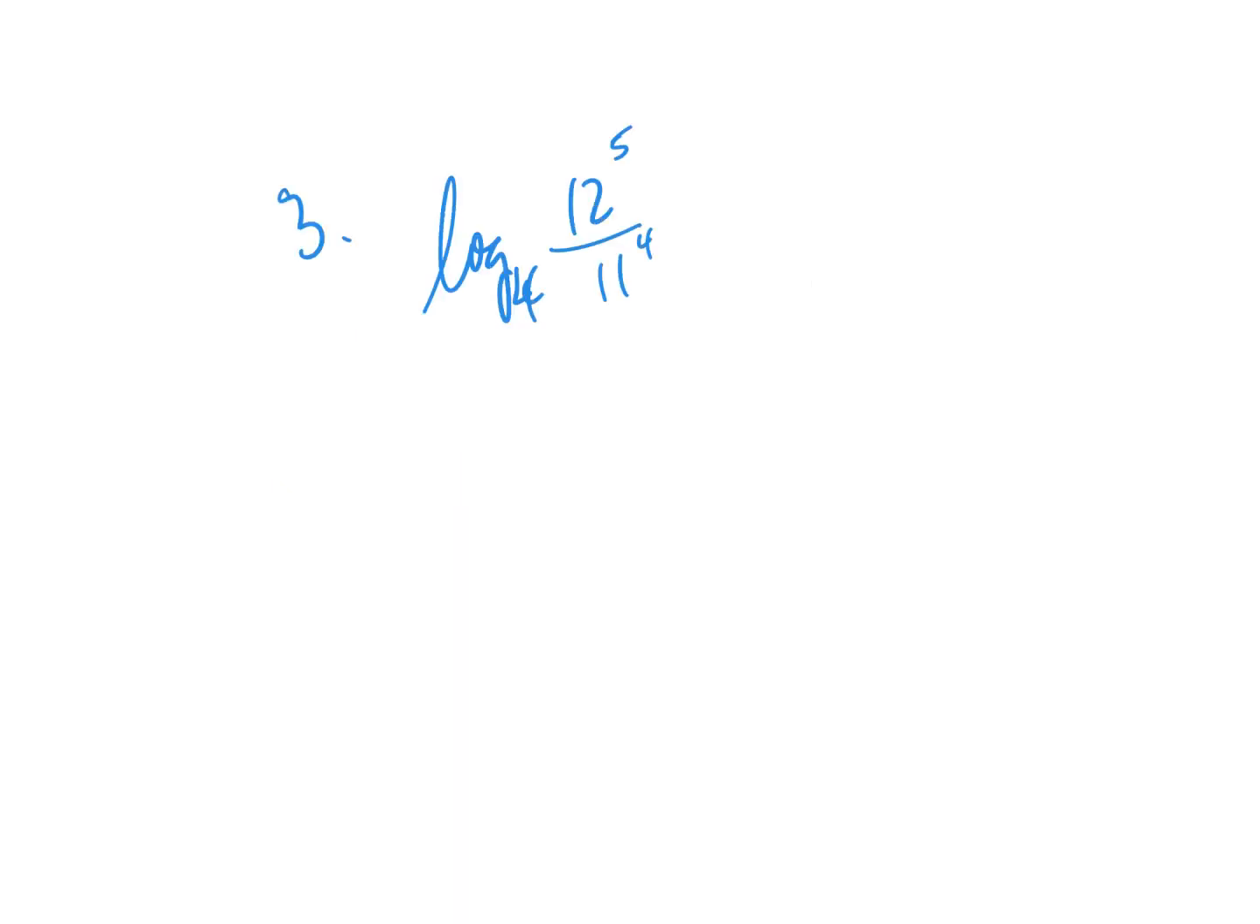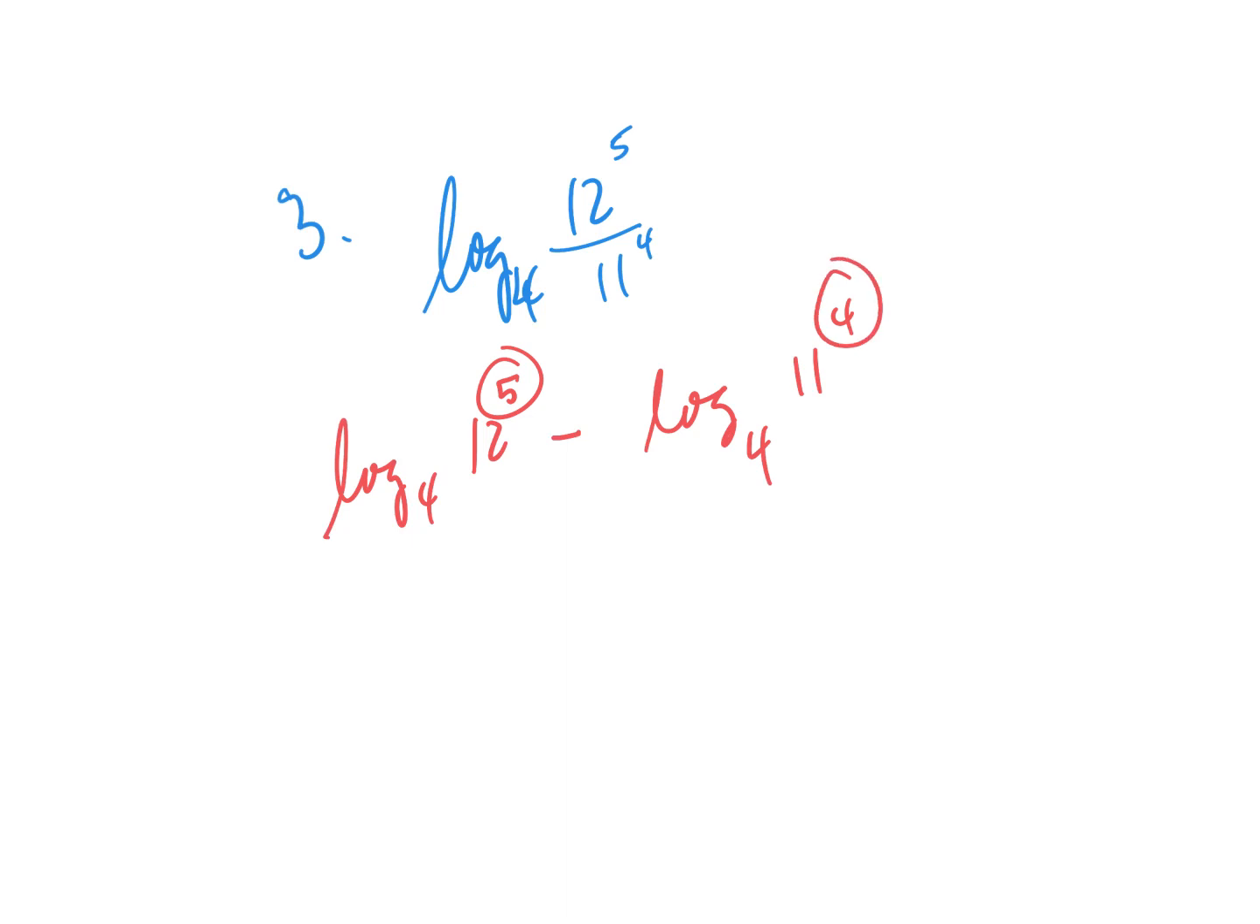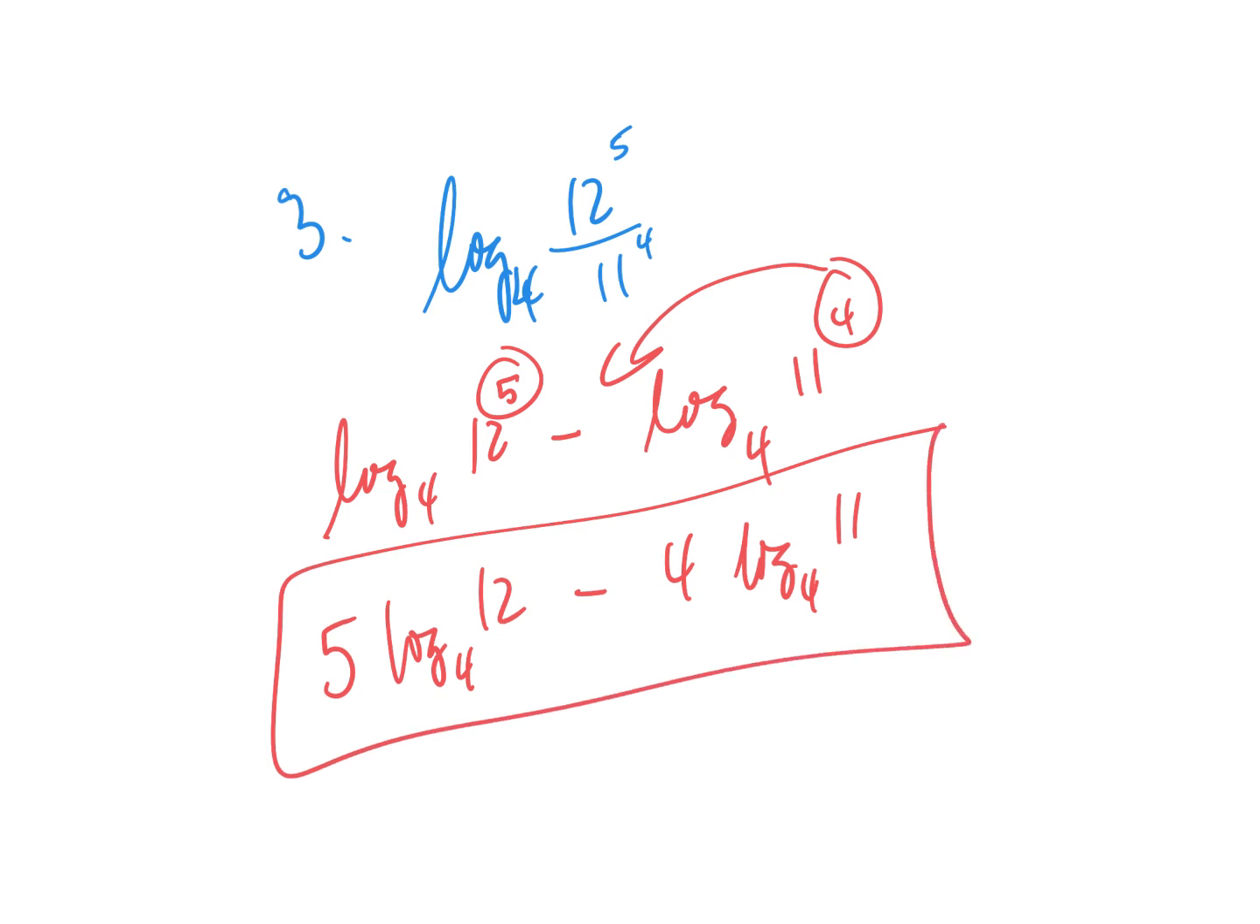Now number 3. So with division, that's the quotient rule, because quotient is division. That would be log base 4 of 12 to the 5th minus, anything downstairs is minus, log base 4 of 11 to the 4th, but these have exponents. The exponent goes in the front. 5 log base 4 of 12 minus 4 log base 4 of 11. The exponent goes in the front, and that would be your final answer for number 3.